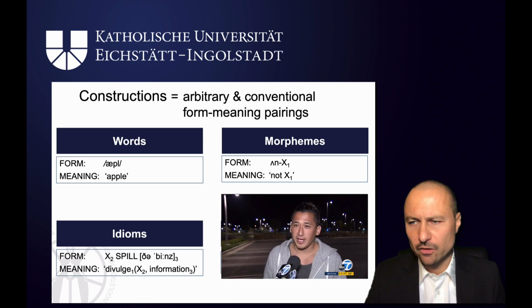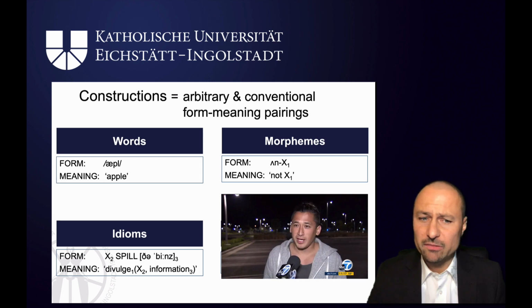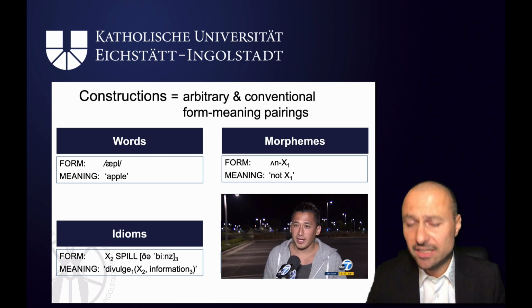Again, we've got a slot here, so you can spill the beans, I can spill the beans, so we've got an X on the formal level here. But spill, it has to be that verb, and the beans is the noun phrase that follows it. But the special thing about this is that the idiom has got a specific meaning that's arbitrarily associated with this form. So the whole thing means that someone divulges information. So the beans stand for the information that is being revealed. So again, we've got an arbitrary pairing of form and meaning, and that means we've got a construction. So from words to morphemes to idioms, all of these can be seen as constructions. And as we will see in the last example, even syntactic patterns can be seen as constructions.